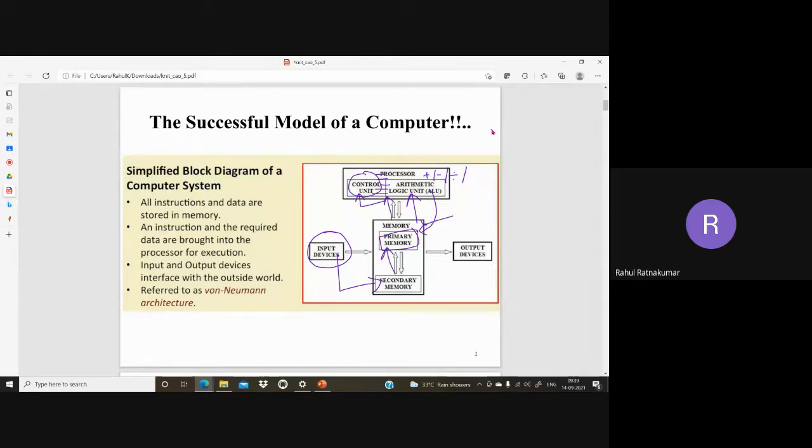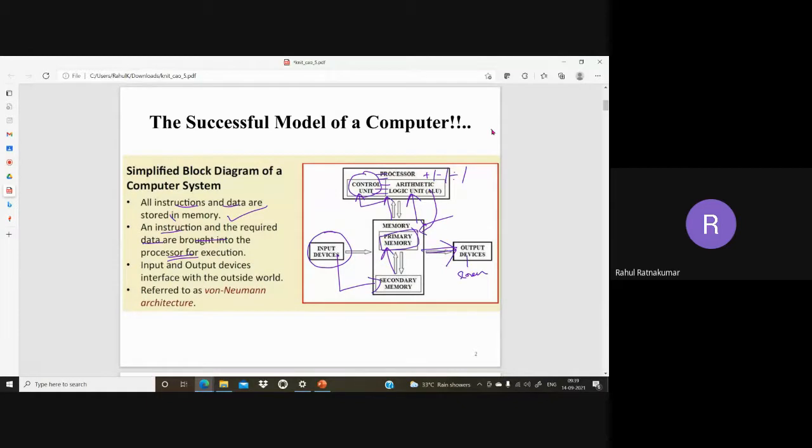After a series of executions, the result can be seen in the output unit. This can be a screen, printer, display, LED display, whatever. So this is a successful model of a computer. The concept of von Neumann architecture is that all instructions and data are stored in memory, and as per execution, the instruction and the required data are brought into the processor for execution, right? So who controls it? The control unit controls it. It fetches instructions one by one, decodes and executes them, right?